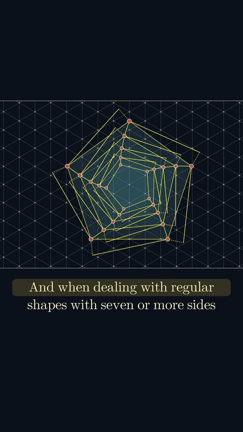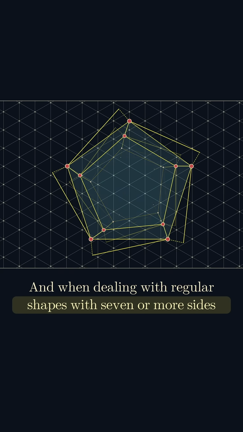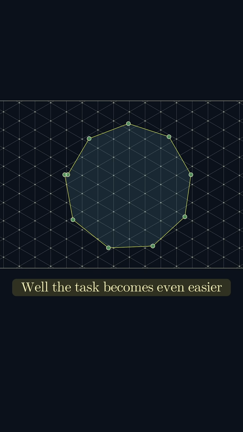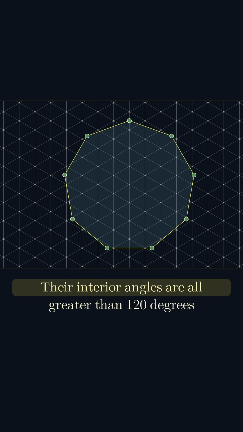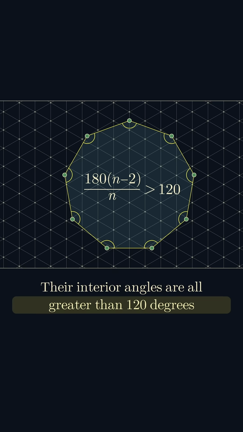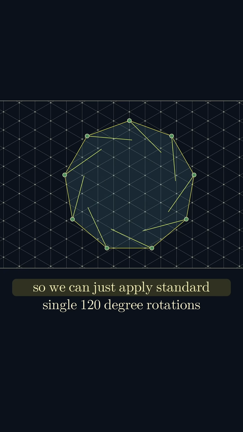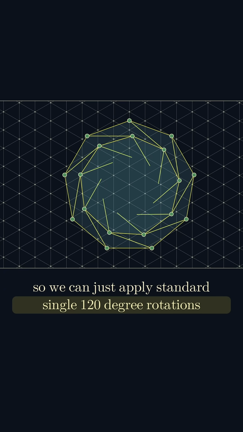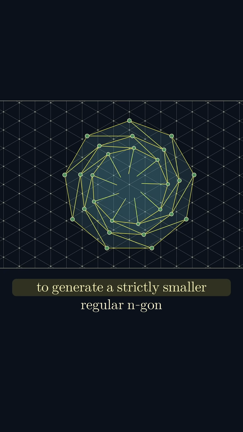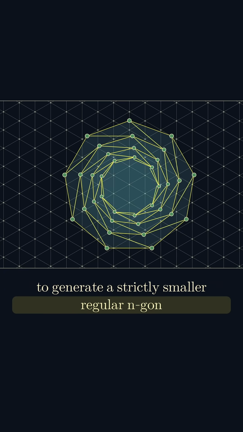And when dealing with regular shapes with seven or more sides, well, the task becomes even easier. Their interior angles are all greater than 120 degrees. So we can just apply standard single 120 degree rotations to generate a strictly smaller regular n-gon.